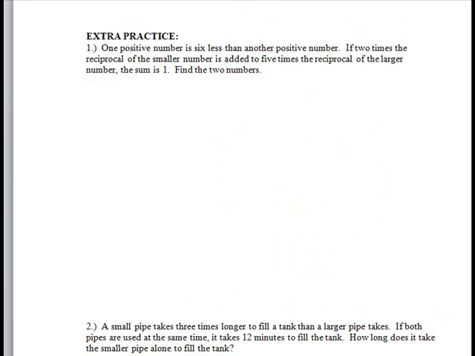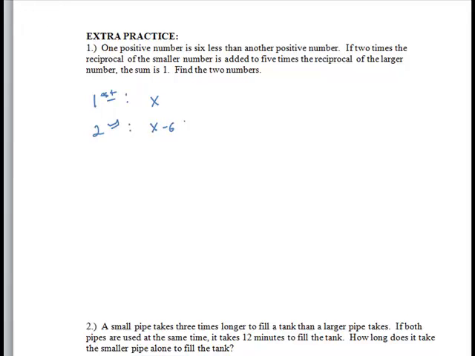Extra practice problem number 1. Read the problem, understand what's going on. It's just a general application problem. Overall concept, there's two unknown numbers. So we'll set it up. First unknown number, let x represent the first. It says the other is 6 less, so x minus 6.